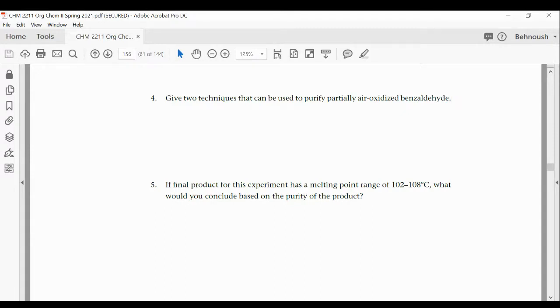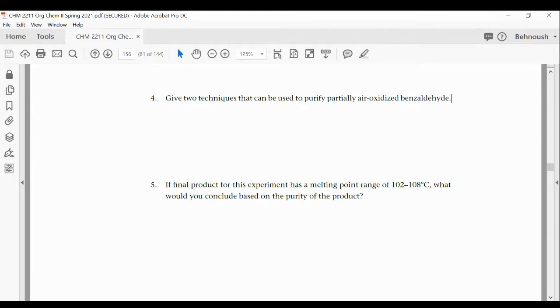Why should vacuum distillation be used? With vacuum distillation, you're trying to distill benzaldehyde. Sodium hydroxide is another one. So basically you're trying to distill and remove the benzaldehyde and leave the benzoic acid. Because they have different boiling points, the boiling point of benzaldehyde is much lower than the boiling point of benzoic acid. You can remove it by distillation.